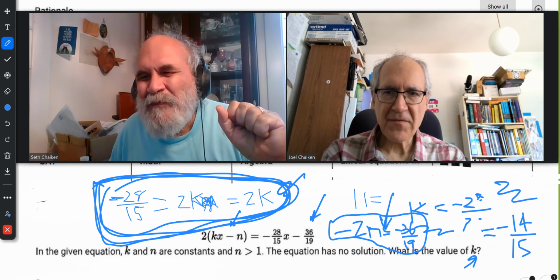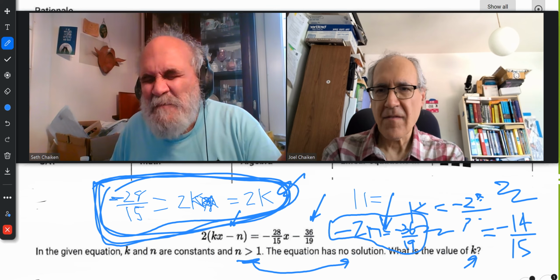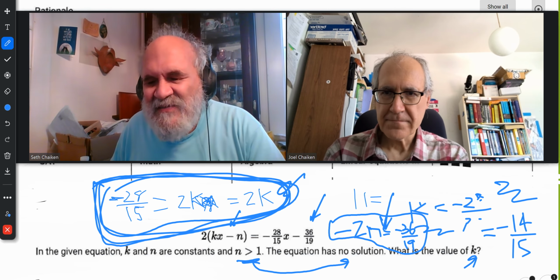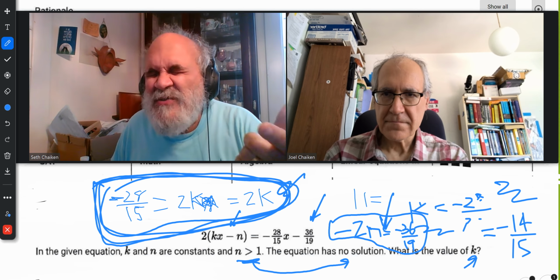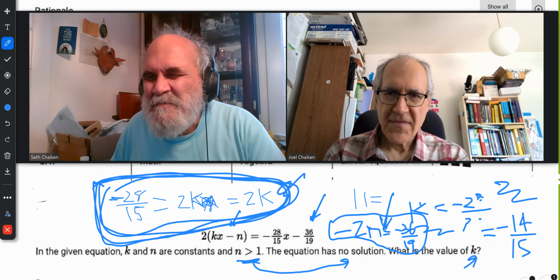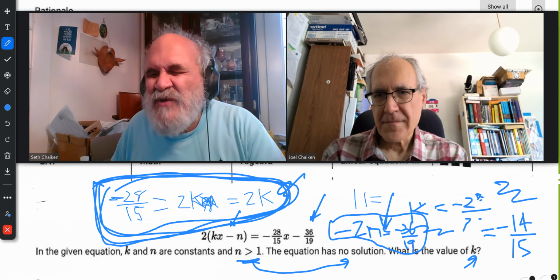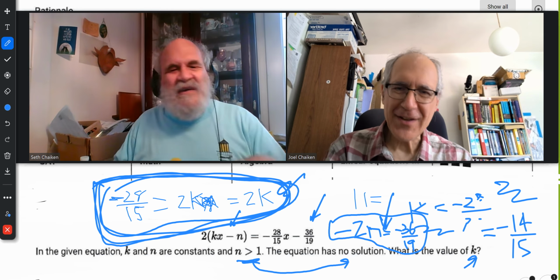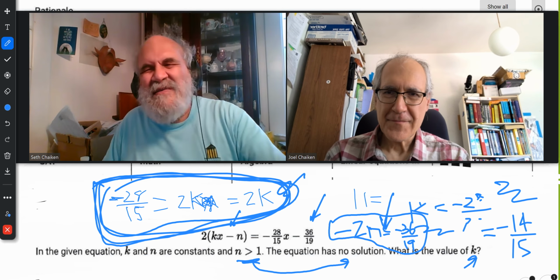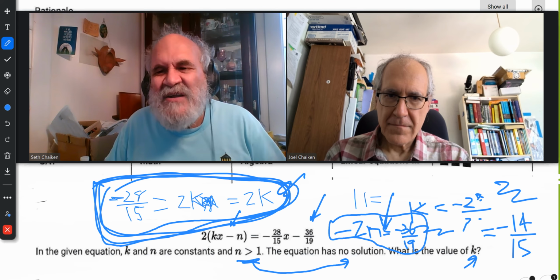Exactly. So the logic is if it has no solution, then k equals something, and you can figure that out. Now, n minus 1 is not the case. K equals negative 14/15. Does the equation have no solution? Whether the equation has no solution with the given k depends upon n. So I think the posers of the question made a logical mistake.